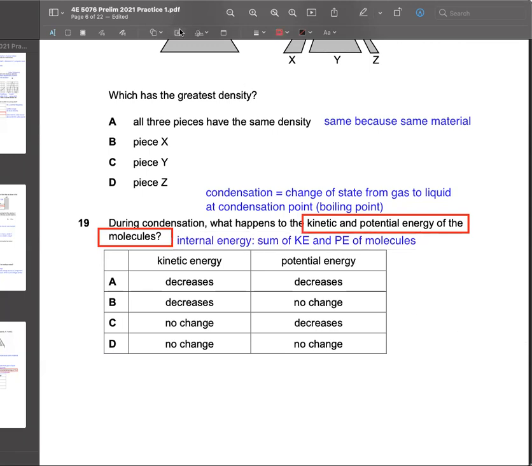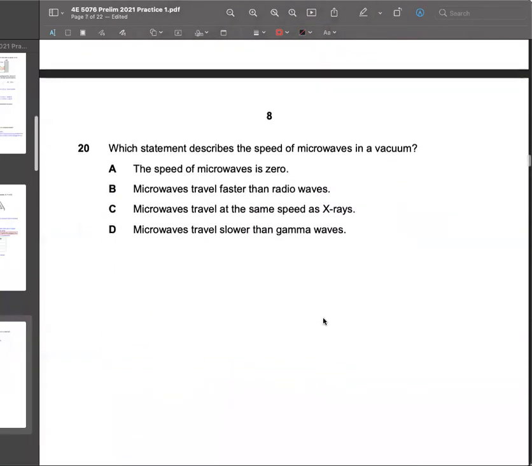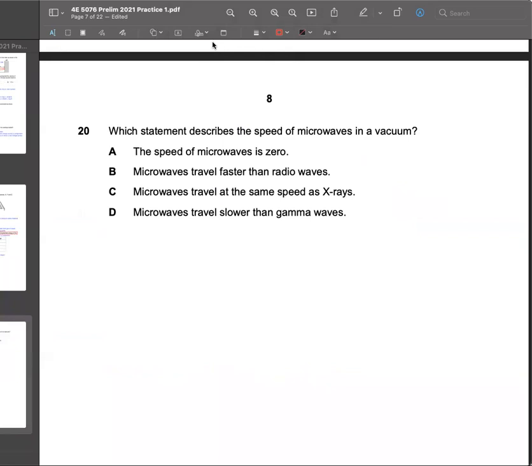All right, then what is mechanical energy? Mechanical energy is the sum of KE and GPE of the entire object. So what's the difference? Internal energy talks about molecules. Mechanical energy talks about the entire object. So they're very different. Okay, next one. What's the speed of microwave?